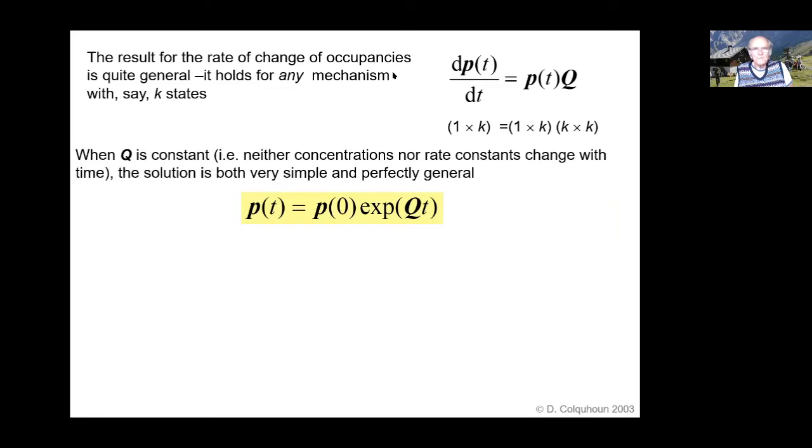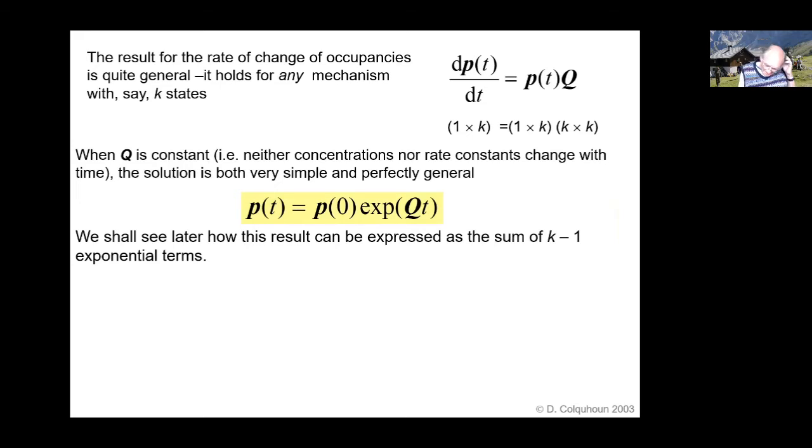The rate of change of occupancies can be written in this very simple form. In general, and we can easily show, when Q is constant, that means that neither the rate constants change with time, they're meant to be constants, nor the concentration changes with time, because that's the concentration that occurs in the Q matrix, then the solution is very simple and perfectly general. P of t equals P of naught e to the Qt.